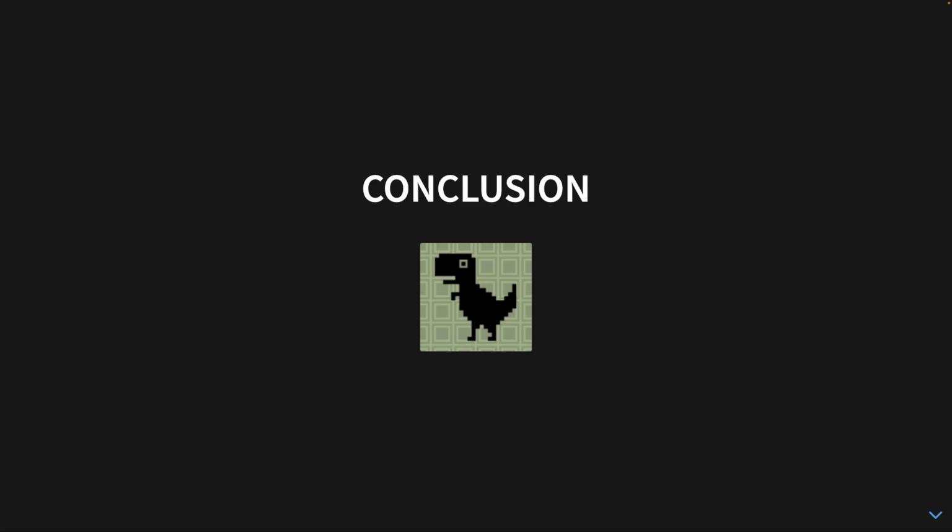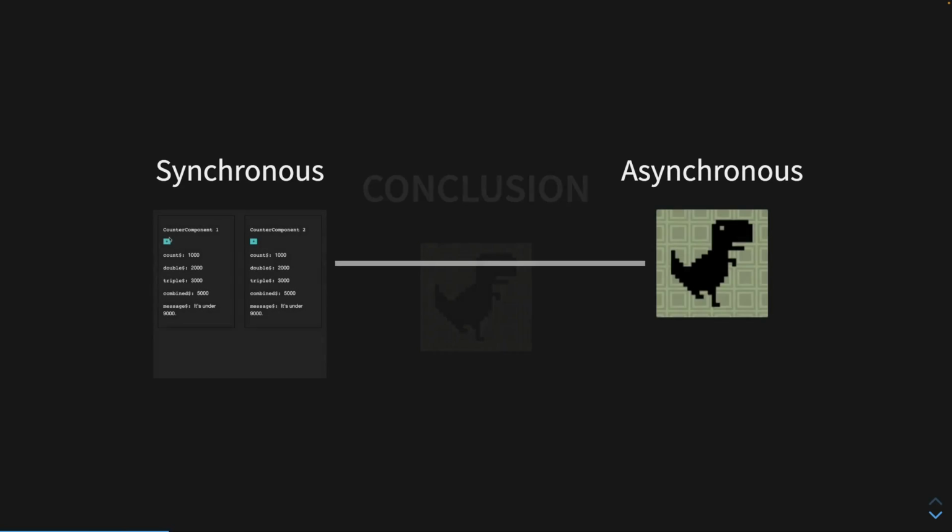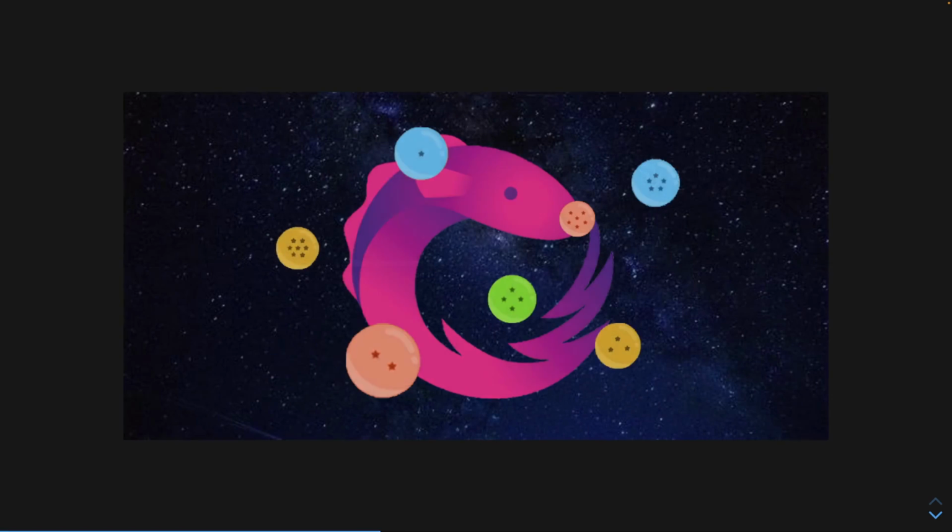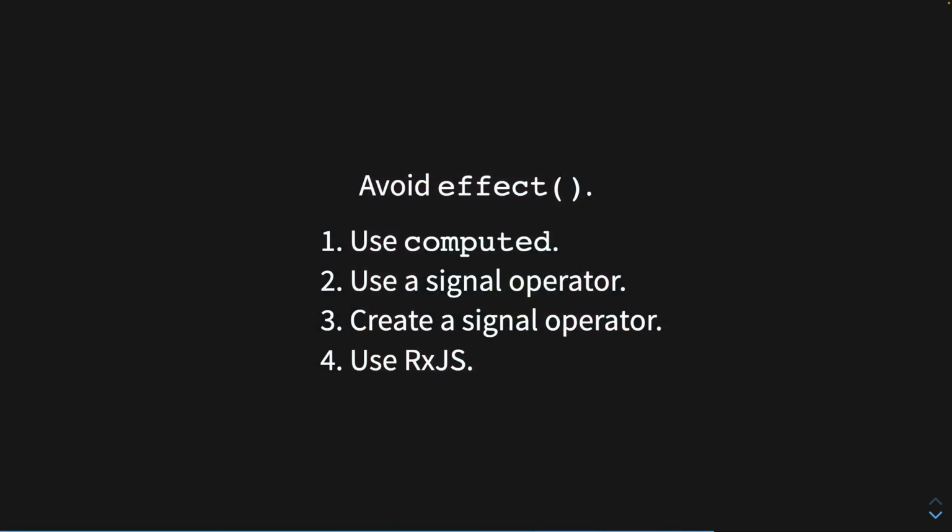So, in conclusion, this feature actually was pretty asynchronous. In the real world, your app will land somewhere on the spectrum between synchronous and asynchronous. But however asynchronous it is, RxJS can help you. It can keep your codebase clean, relatively bug-free, and easier to debug. So the key thing you want to remember is to avoid effect. Try to use a computed. If you can't, use a signal operator if one exists. If it doesn't, create a signal operator. If you don't have time, just use RxJS. RxJS can help.